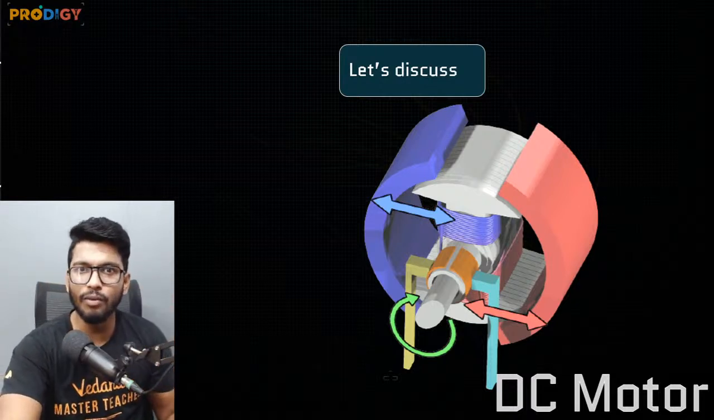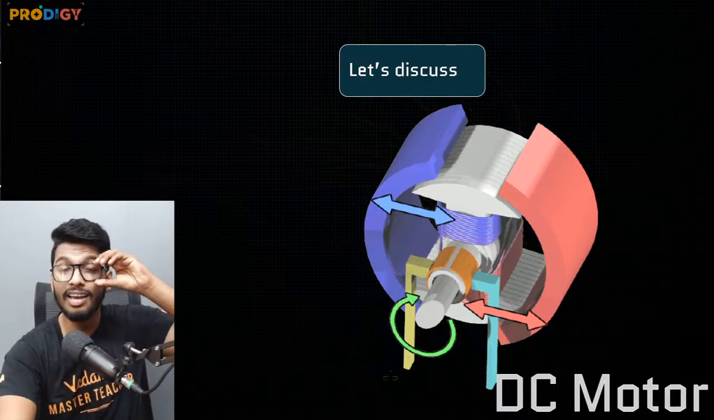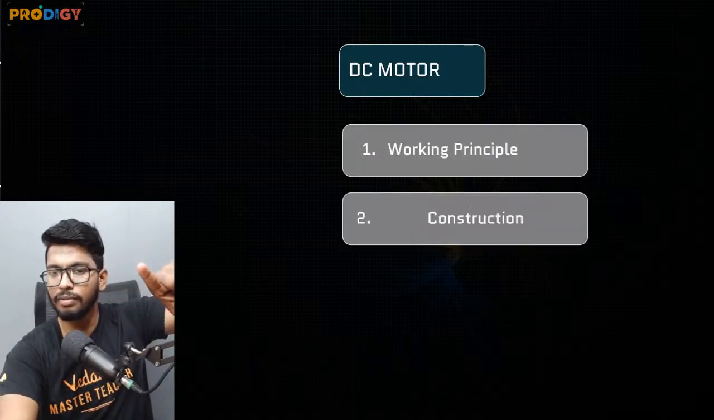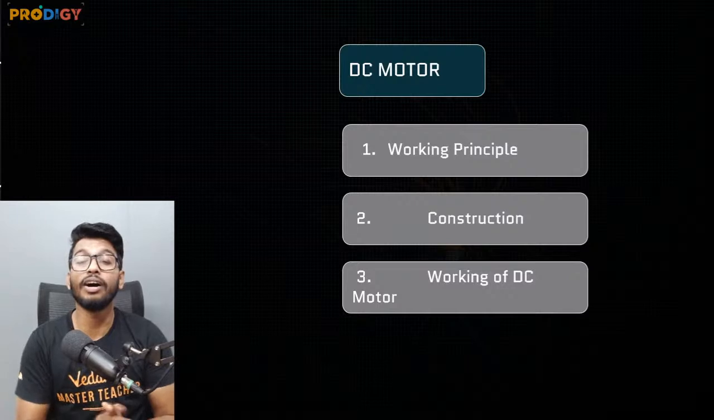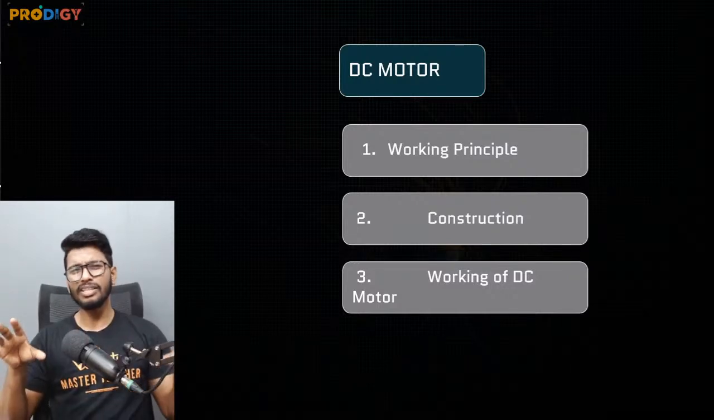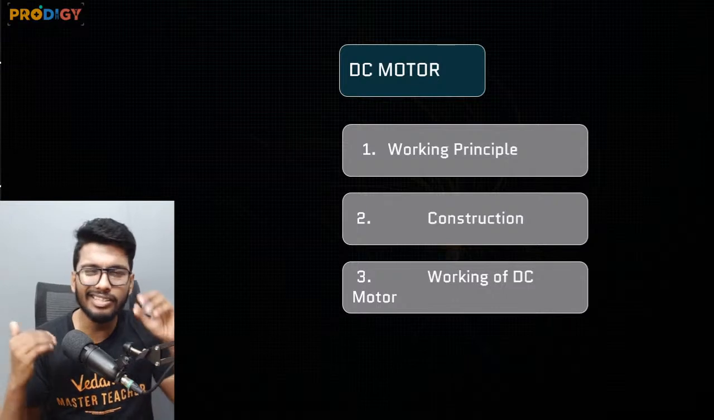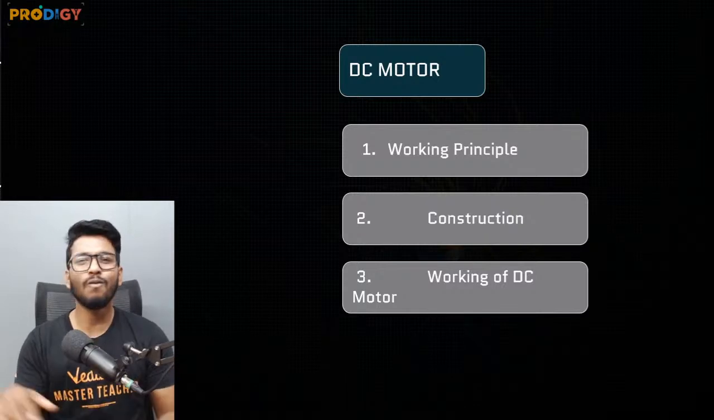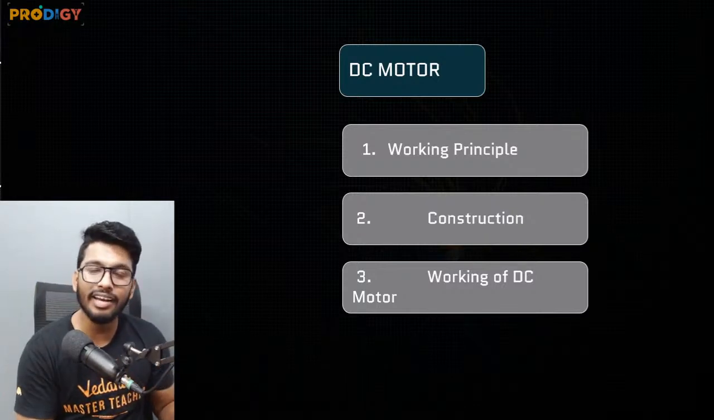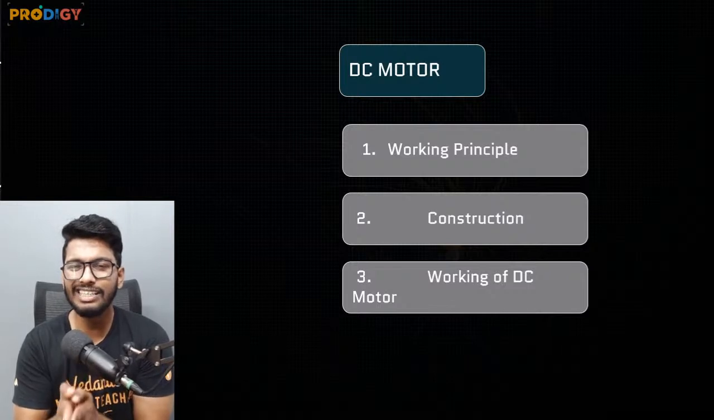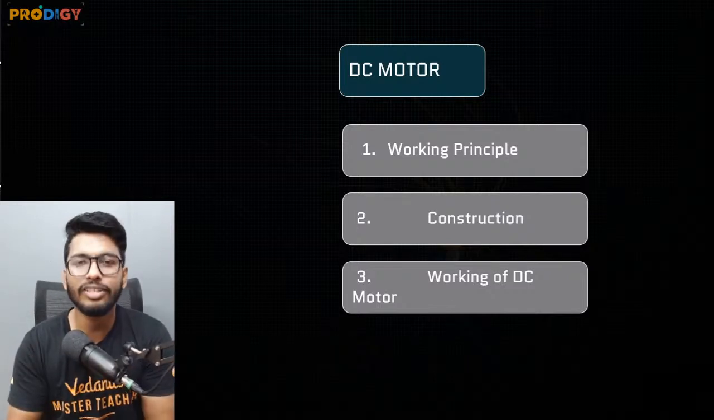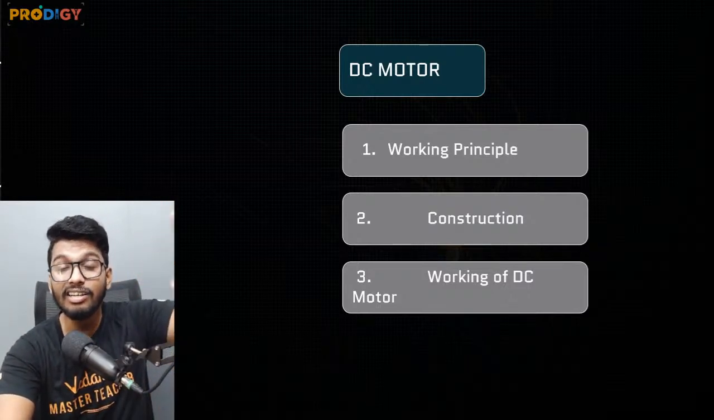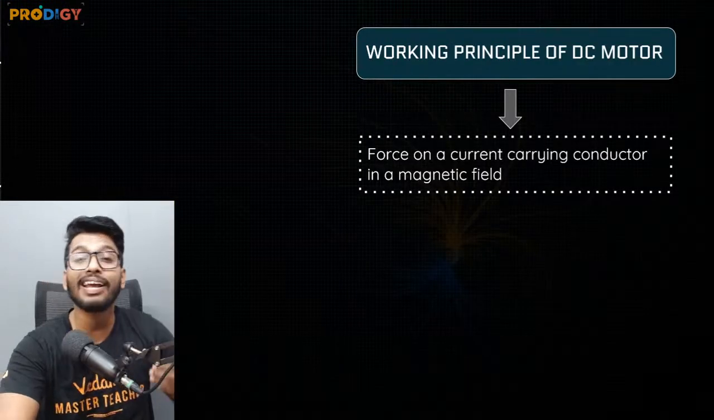Because understanding the working principle is by far the most important thing that you need to know from this chapter. So we're going to talk about three important things. One is the working principle, second is the construction, and thirdly, the working of a DC motor. Now the working principle is actually quite simple. It's quite straightforward. If you've attended the previous session on the magnetic effect of electric current, the working principle is based on that. The working principle of a DC motor is based on Lorentz force, or in other words, the force acting on a current carrying conductor when it is placed in a magnetic field.